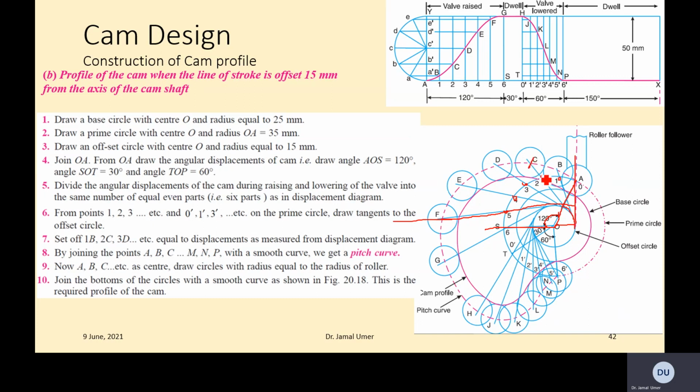Then you find this distance, for example 2C, or for example 5F, and you mark this distance over here. Then on each circle point, this is the center, so you connect it. This is called a pitch curve, and you draw the roller circle over here, and wherever it is the minimum point, you connect those, which will give you the cam, right? So this is the way you generate a cam.